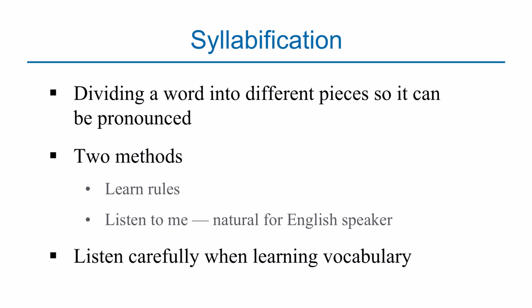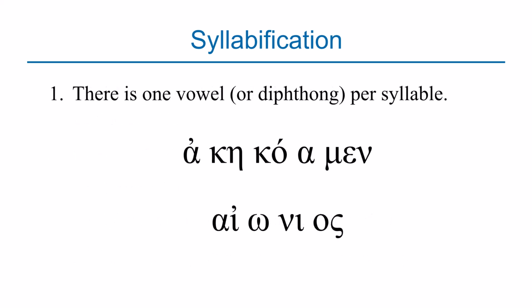Number one, you learn by the rules. We're going to look at some of the rules that you follow to divide a word so that you can pronounce it. And number two is to listen to somebody who knows Greek. For example, me. You listen to how I'm pronouncing the words and follow so that you can learn how to pronounce the words. So let's look at how to syllabify the words.